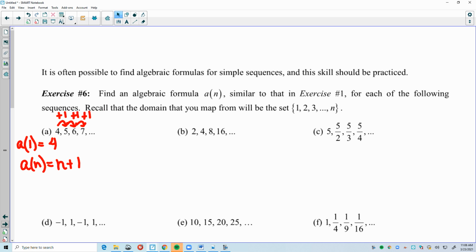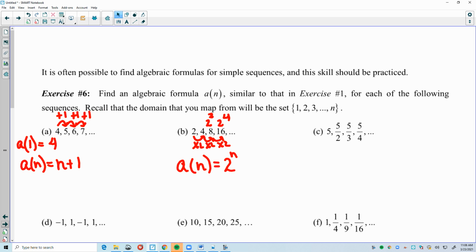Okay. Letter B. Again, we're starting here and I'm trying to see what's going on. I could say 2 times 2 is 4, 4 times 2 is 8, 8 times 2 is 16. That's one option. So I'm multiplying each successive term by 2. But multiplying them all by 2 is really like saying 2 times 2 is 4, 2 times 2 times 2 is 8. In other words, 2 to the third power, 2 to the fourth power. So this I could write as 2 to the n.